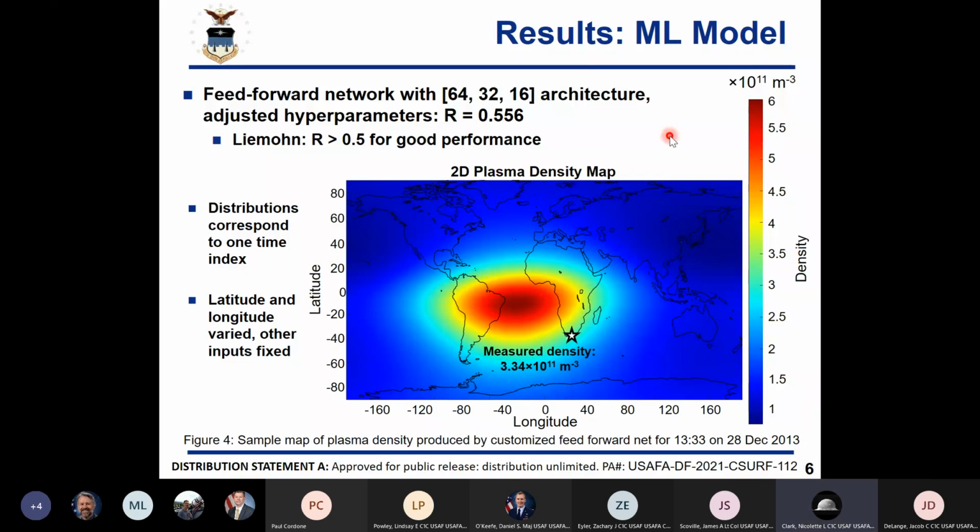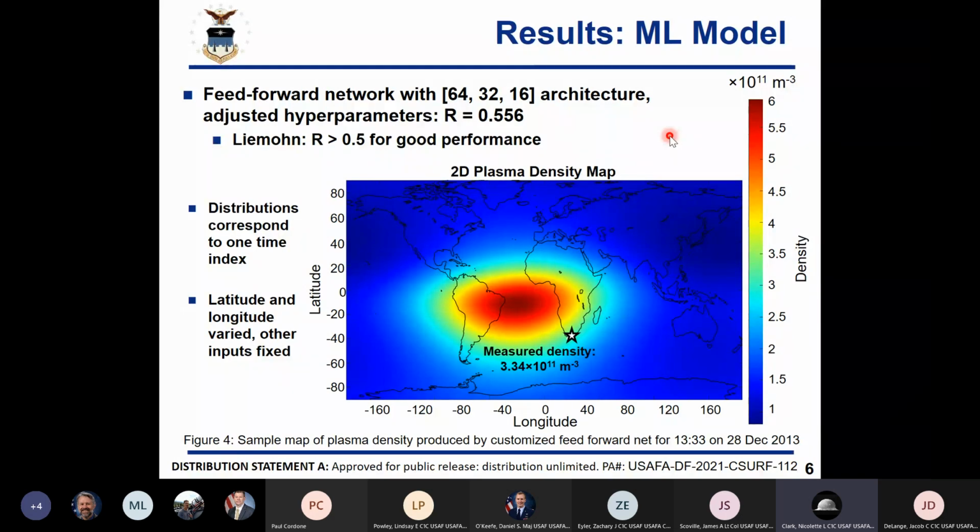The way that we measured the network's performance was using correlation coefficient, and the R value that we got using a cross-validation approach was 0.556. If you've used correlation coefficient to evaluate performance before, you are probably scratching your head because this is a fairly low R value. And yes, it is pretty low. And the reason for that is we are using a very, very sparse data set.